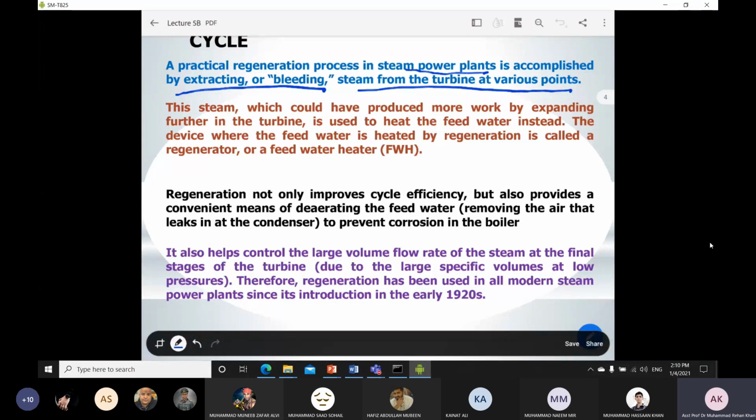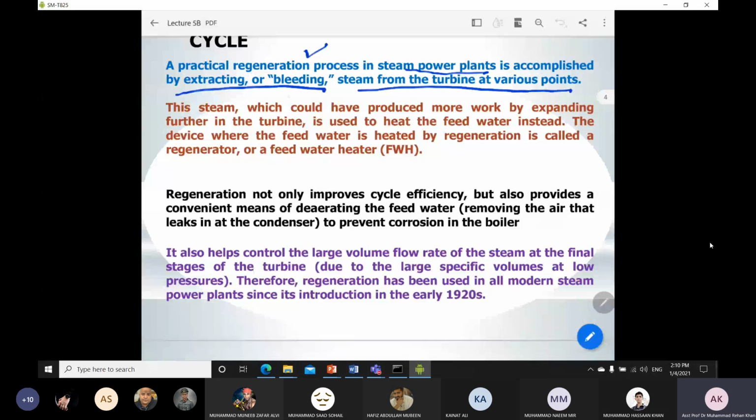So it means that whenever we have to expand some steam in the turbine section, previously we saw that there will be one outlet, which is from the condenser side. Now we have to add one more outlet and extract some steam which is already expanded in the turbine. That portion of the steam will be used to heat the feed water instead of doing work in the turbine. This steam which we have extracted is called the bleeded steam.